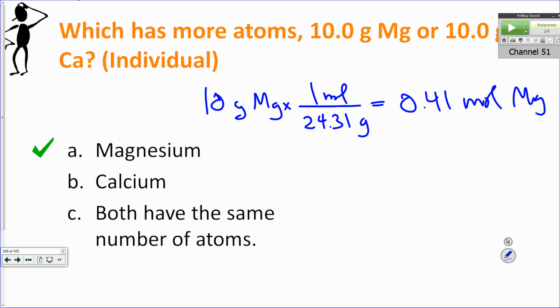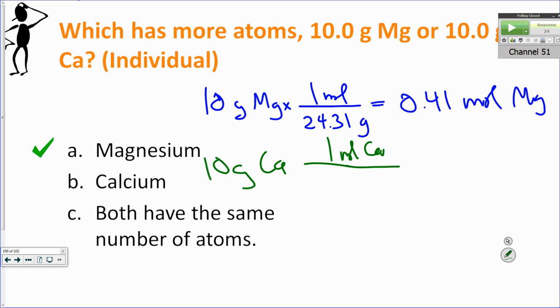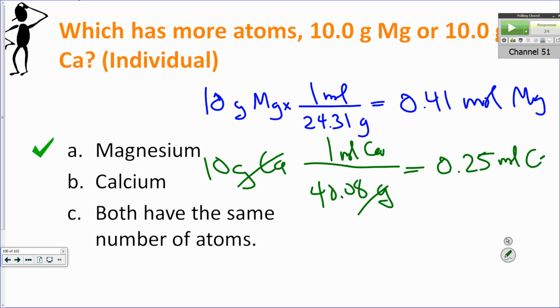And now if I do a similar comparison with the other element, the calcium, we've got 10 grams of calcium, but now calcium is heavier. It weighs 40.08 grams per mole, and grams of calcium cancel out. This one's going to be around 0.25 moles of calcium. It's just because it's heavier.